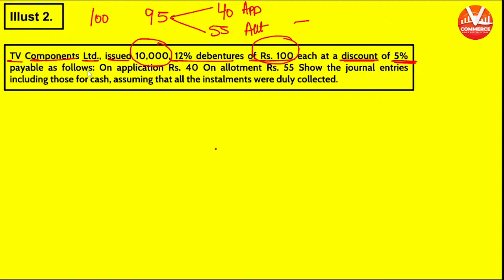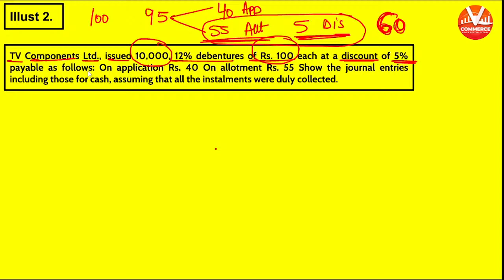So this 5 rupees discount we will record at the time of allotment. Total it is 60 rupees, जिसमें से 5 रुपए डिस्काउंट हो गया. Out of 60, 5 rupees is discount and 55 we have received at the time of allotment.